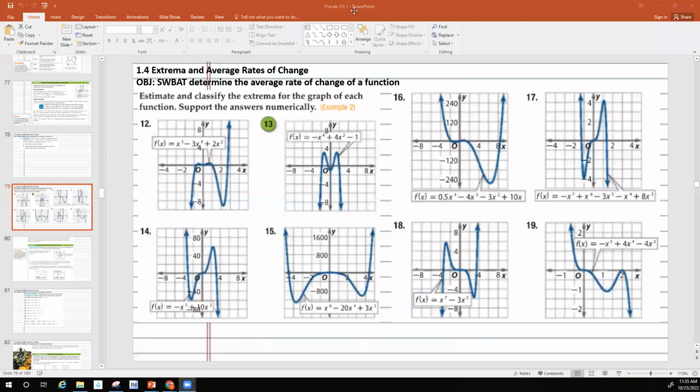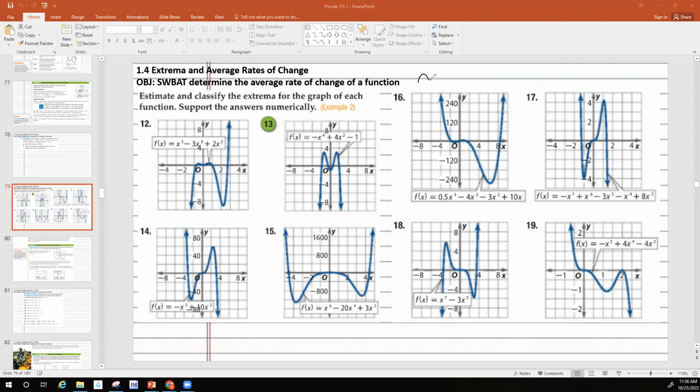All right. So here we're going to continue with 1.4, Extrema and average rates of change. We looked at the word problem yesterday. Today we're going to look at some graphs. So estimate and classify the extrema for the graph of each function. Support the answers numerically. Remember the extrema that we have are the, oh, that's too big.